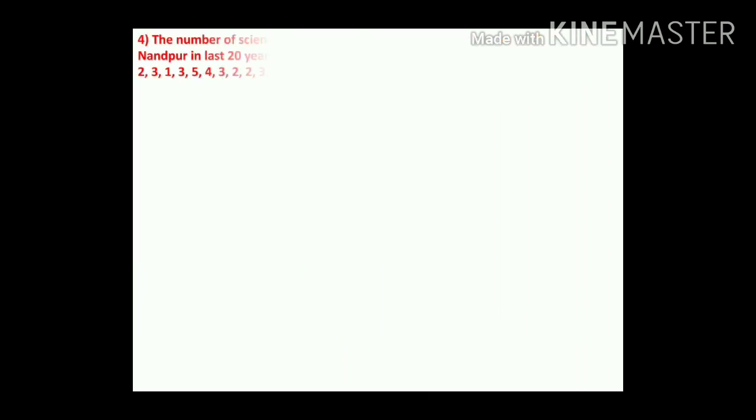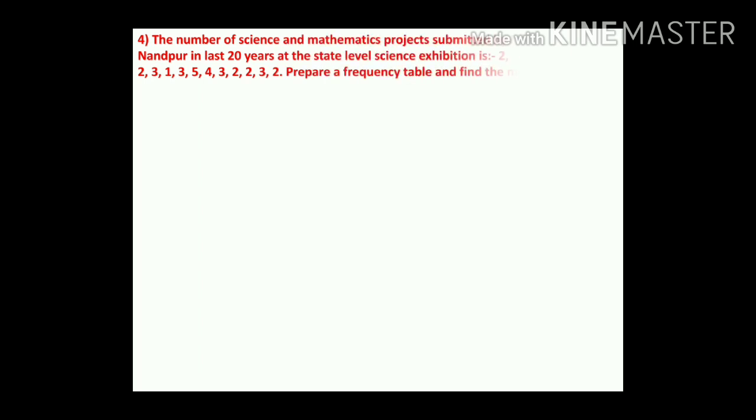Question number 4. The number of science and mathematics projects submitted by Model High School, Nandpur in the last 20 years at the state level science exhibition is given. Based on this, we have to make a frequency table and find the mean of the data. So first of all, we draw the table. We make here 4 columns.